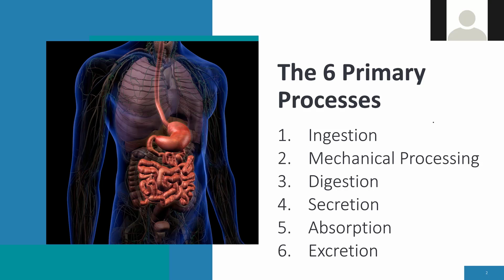All right, so those are the 6 primary processes. Again, we're going to work through them individually, and then we're going to work through the organs and structures that are involved in that. And then finally, we're going to put it all together in context: we eat this food, what happens on its journey through the digestive system.